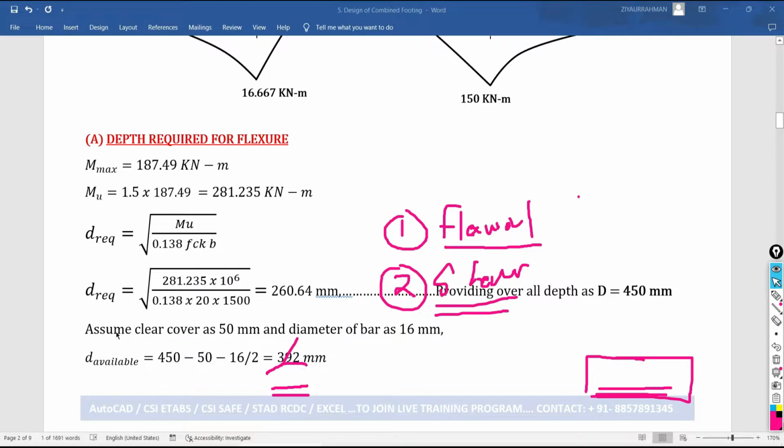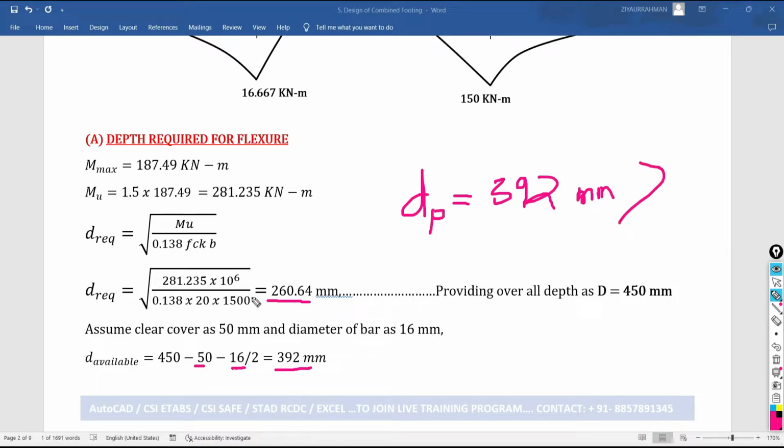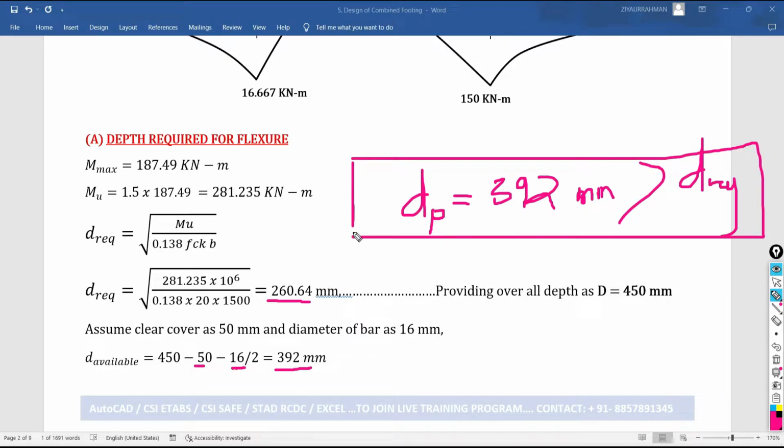Okay, so here we are going to consider the clear cover as 50 mm and the diameter of bar as 16 mm. With all of that, the available effective depth will become 450 minus clear cover 50 mm minus half of the diameter of bar. Overall you are getting the available effective depth as 392 mm. So the effective depth required is 260.64 mm and we are going to provide 392 mm, which is greater than the depth required, 260.64 mm. So we can say that our design is safe under flexure.